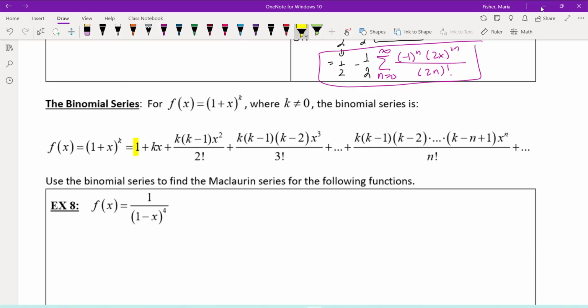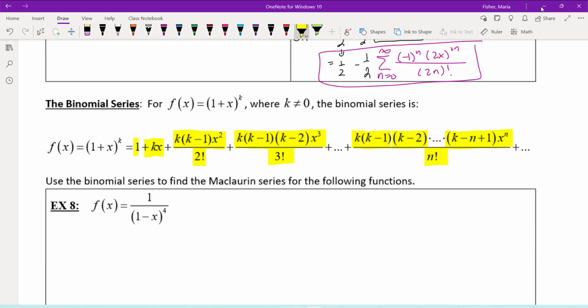It's 1 plus k times x plus k times k minus 1 times x squared all over 2 factorial plus k times k minus 1 times k minus 2 times x cubed all over 3 factorial plus all the way down to the nth one, which is k times k minus 1 times k minus 2 times k minus n plus 1 times x to the n all over n factorial.